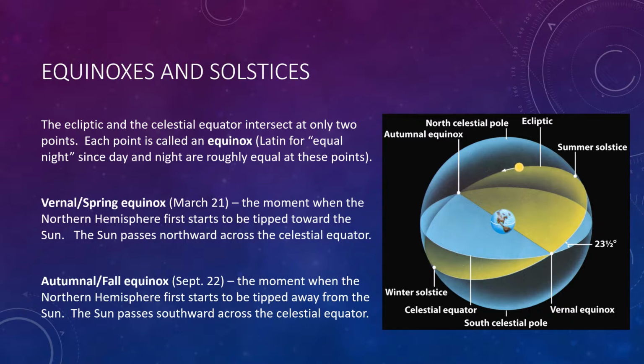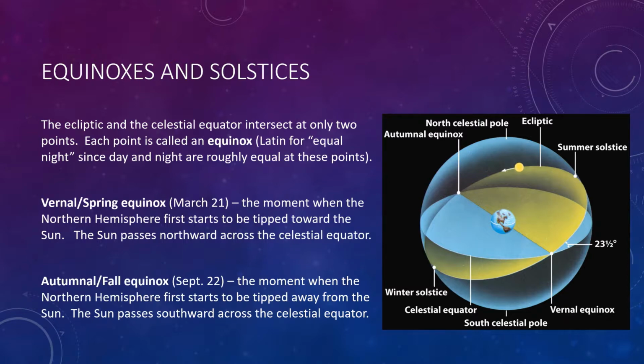So, the ecliptic and the celestial equator. The ecliptic is this yellow plane that you see, and the celestial equator is this blue plane that you see here. The ecliptic and the celestial equator intersect at only 2 points. The 2 points you see labeled here as the vernal equinox and the autumnal equinox, which we'll get into in just a moment.